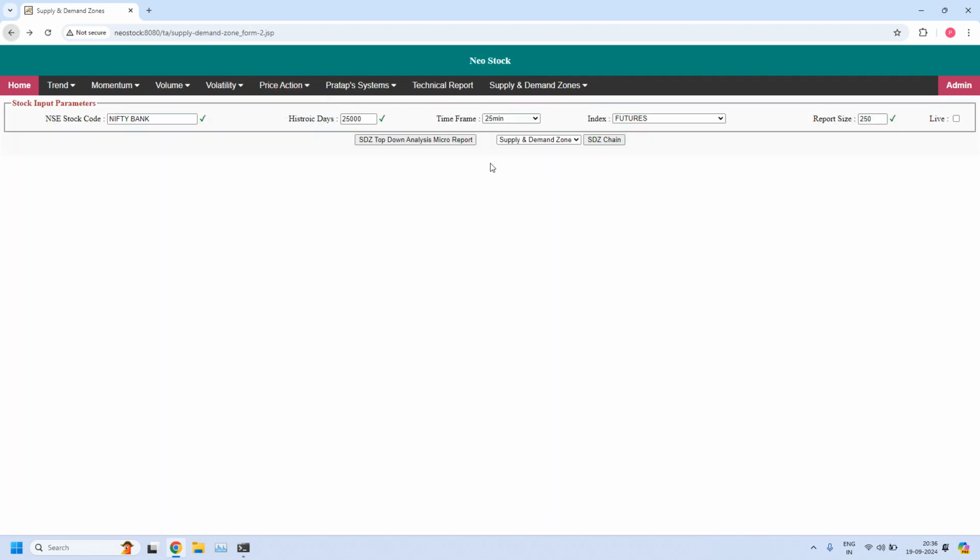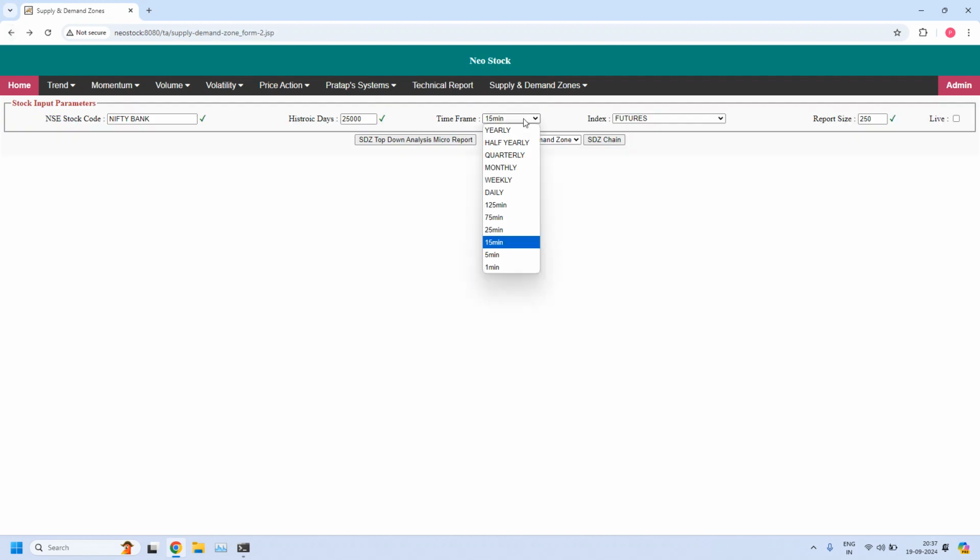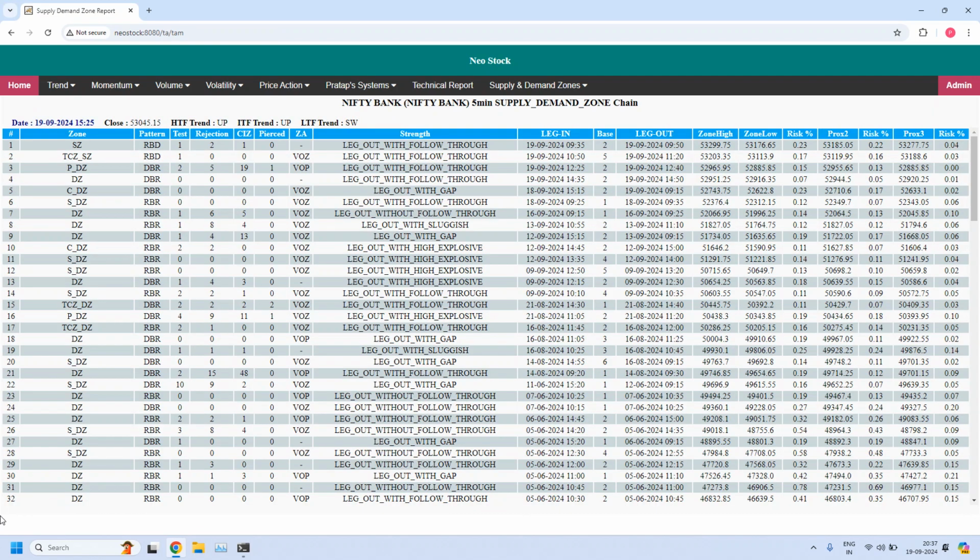The next time frame is 15 minutes. I am generating 15 minute supply demand zone chain for Bank Nifty. The next time frame is 5 minutes. I am generating 5 minute supply demand zone chain for Bank Nifty. So with this I have completed Bank Nifty supply demand zone chain.